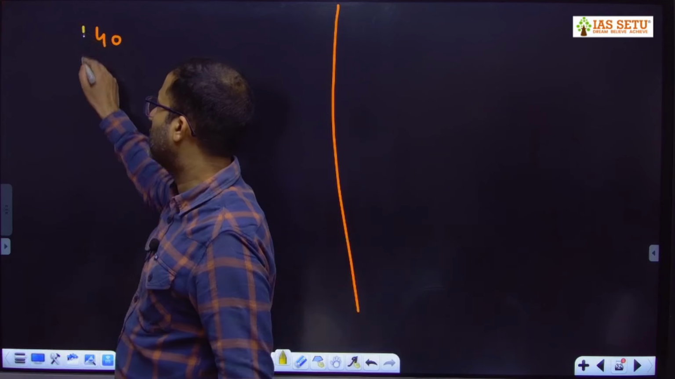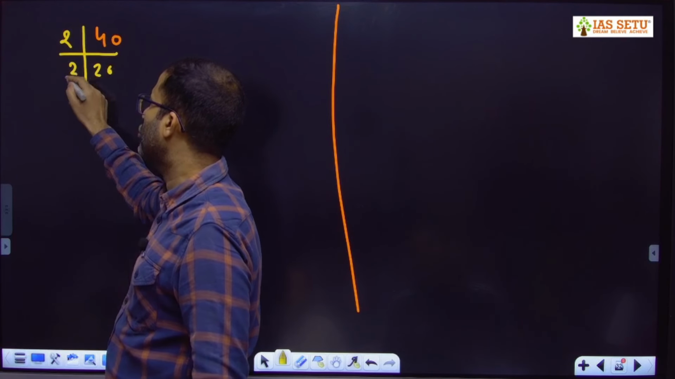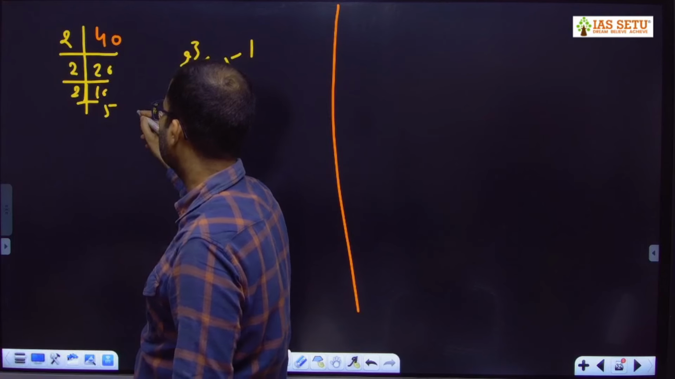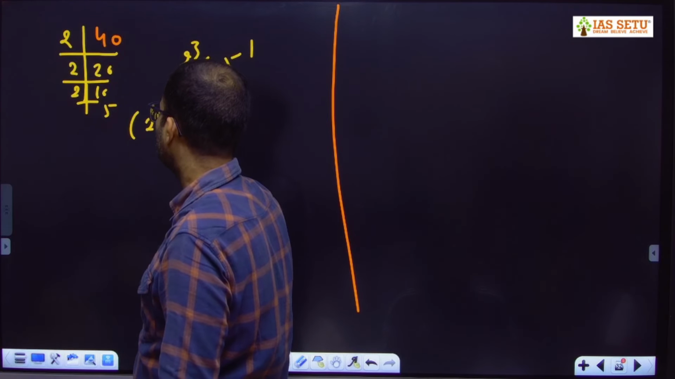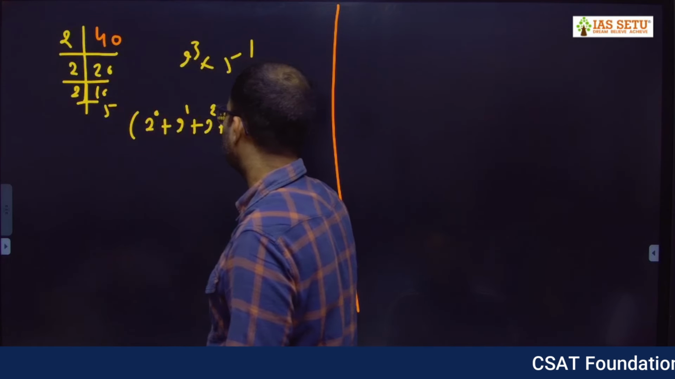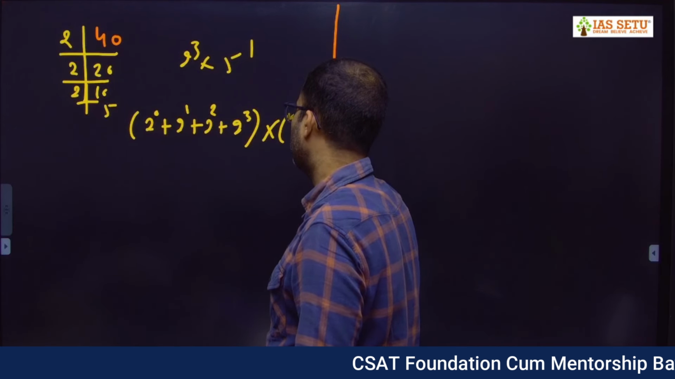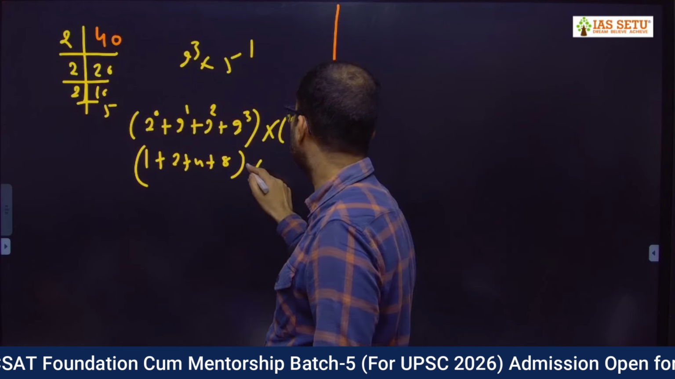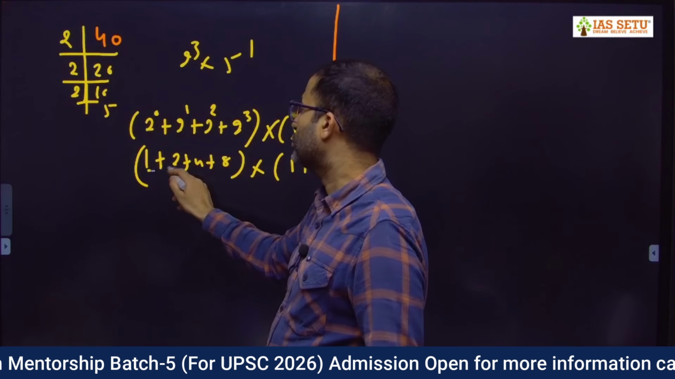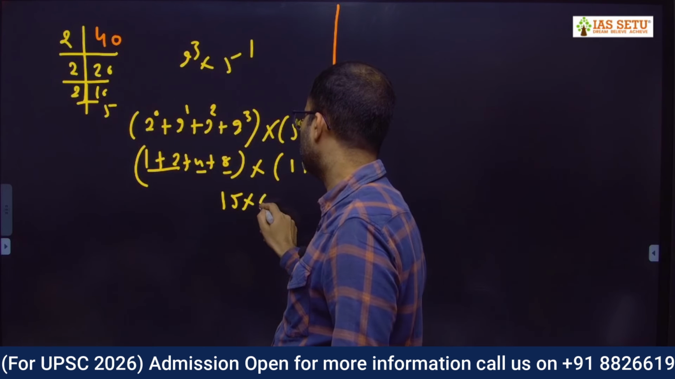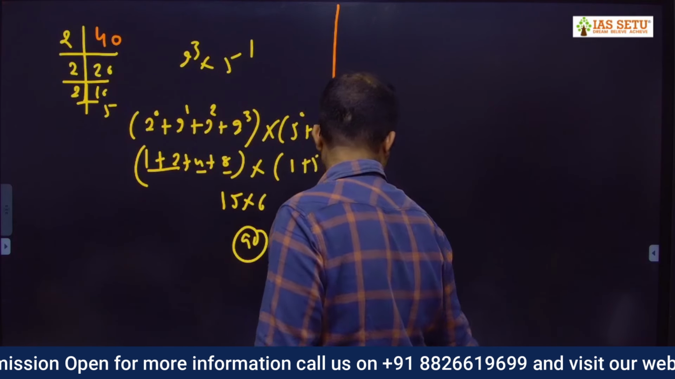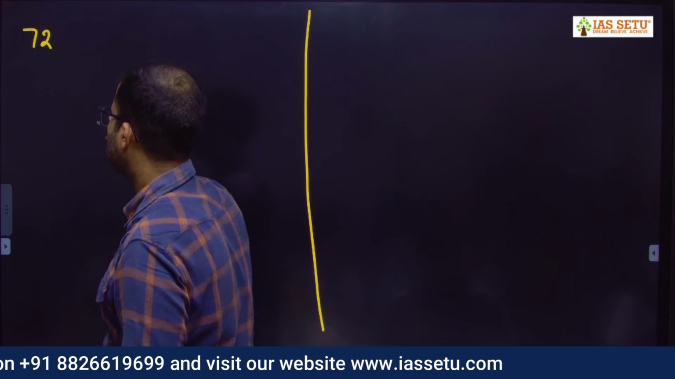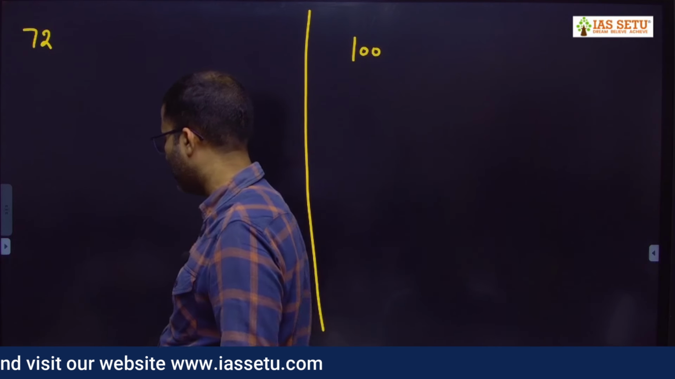So now here we convert this in prime form, 2 comma 20, 2 comma 10, 2 comma 5. So it is 2 to the power 3 into 5 to the power 1, bracket start 2 to the power 0, 2 to the power 1, 2 to the power 2, 2 to the power 3, second bracket 5 to the power 0, 5 to the power 1. So it is 1 plus 2 plus 4 plus 8 into next bracket 1 plus 5. So 3, 7, 15 into 6. What is 15 into 6? 90. Take your time, 2 questions: find the sum of the factors of 72, find the sum of the factors of 100.